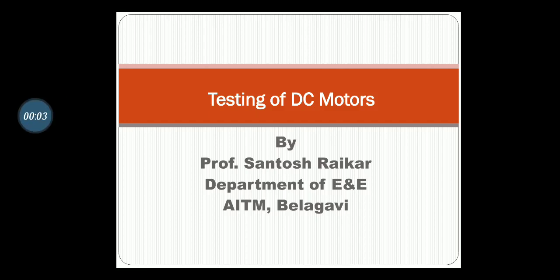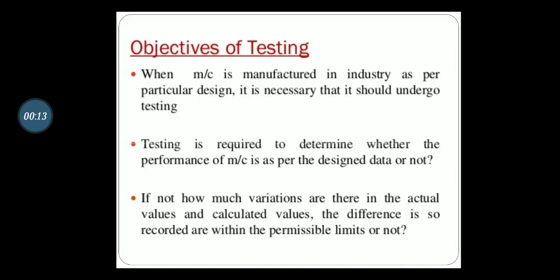This video gives the information regarding the testing of the DC motors. Testing of machines is used for finding losses, efficiency and temperature rise. So these are the several objectives of testing. In manufacturing of the motors in an industry, it is essential that each and every machine should undergo testing. Testing is required to determine whether the performance of the machine is as per the designed value or not.